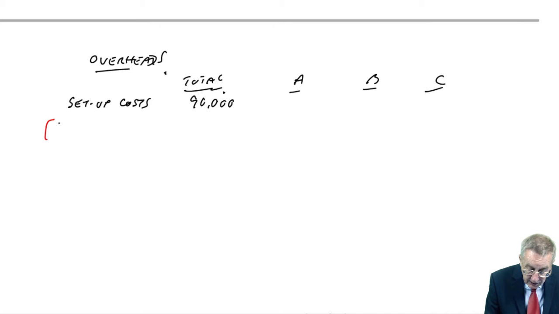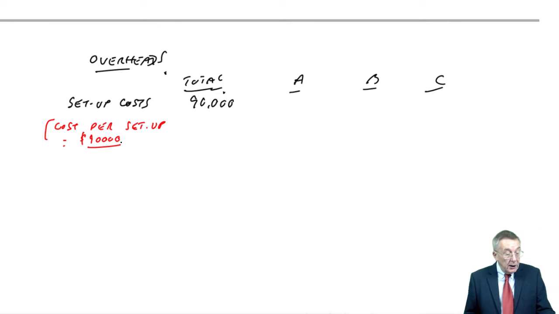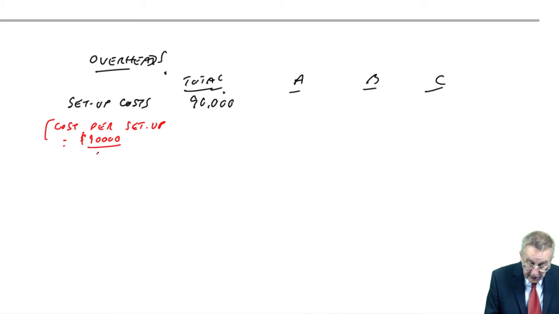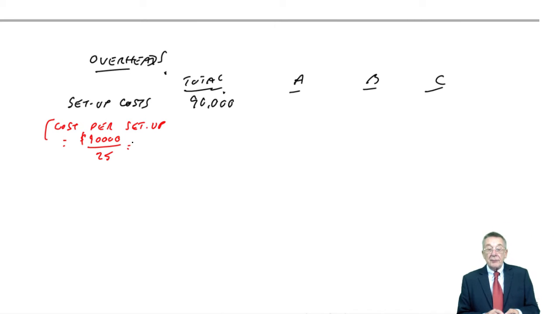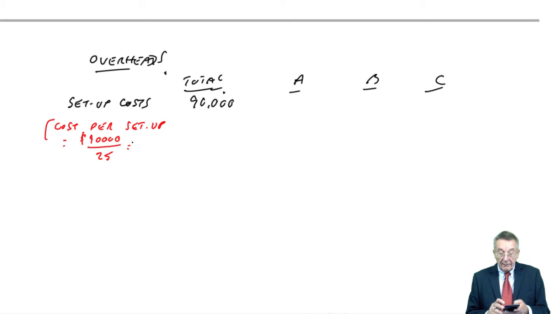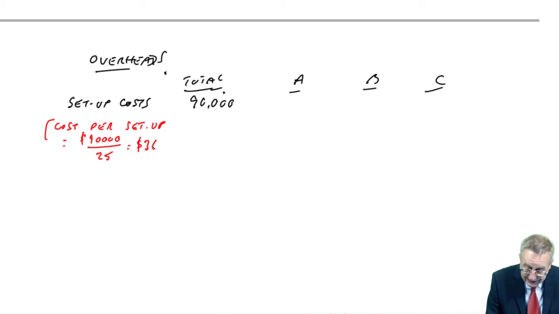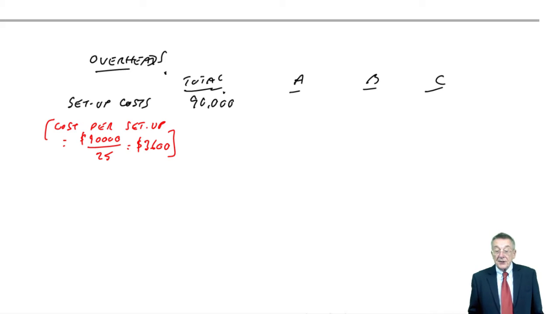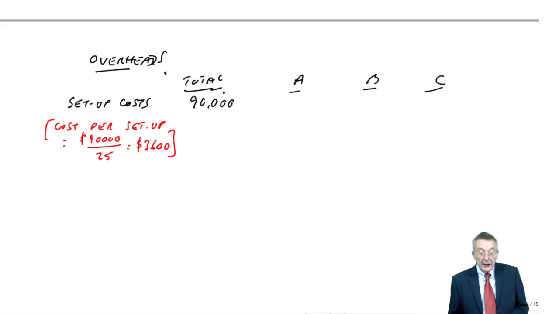I'll make it look a bit prettier. The cost per setup, again, we're spending 90,000 in total. We're setting up in total 10, 13, 2, a total of 25 times. And therefore, effectively, each setup is costing us 3,600. And having calculated a cost per setup, now we can charge it to the three products.